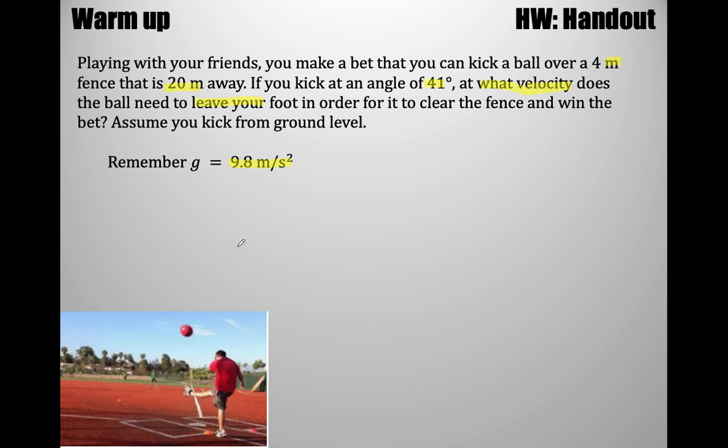So I kind of have a picture here, but if I draw over here the ground, and this is my 4-meter fence, and I'm standing over here kicking the ball at a 41-degree angle. It's this initial velocity that I don't know. I do know that this is 20 meters though.